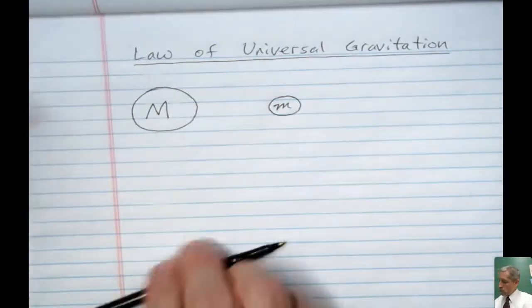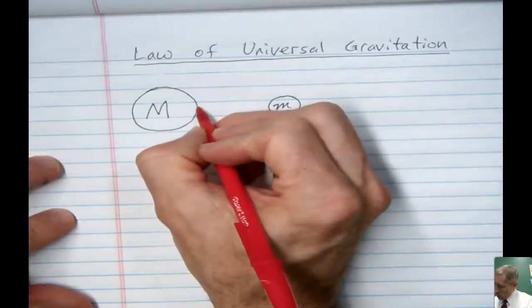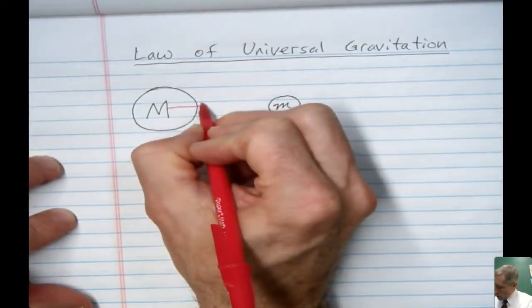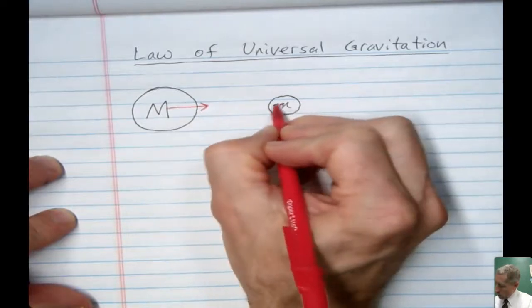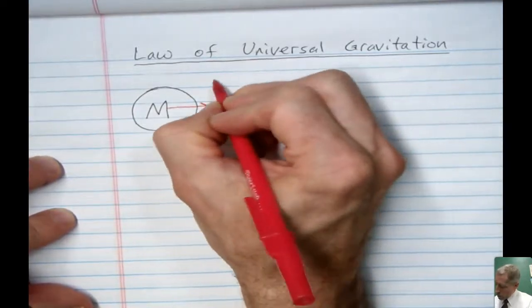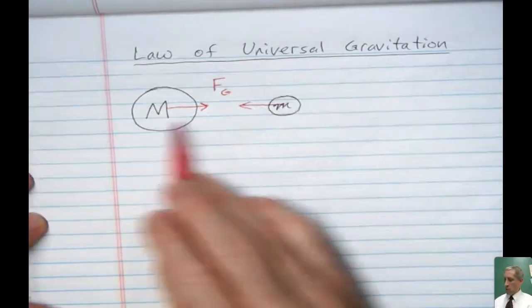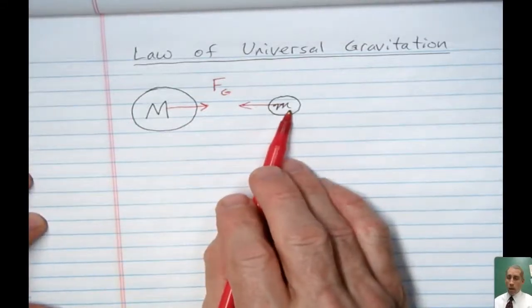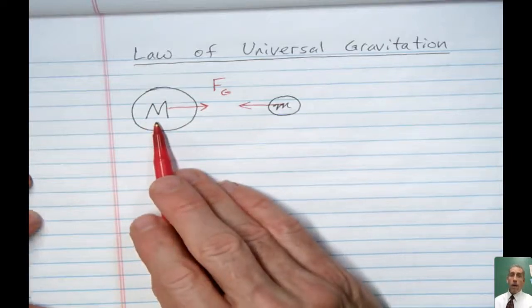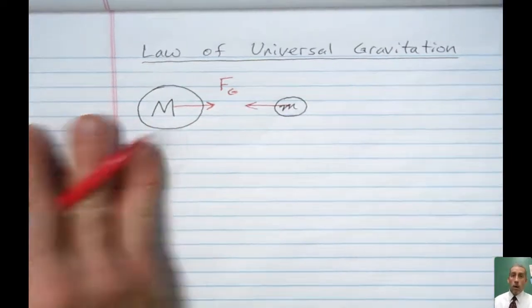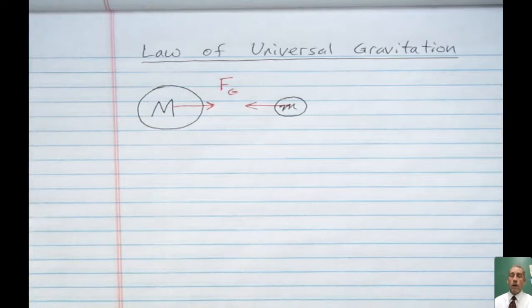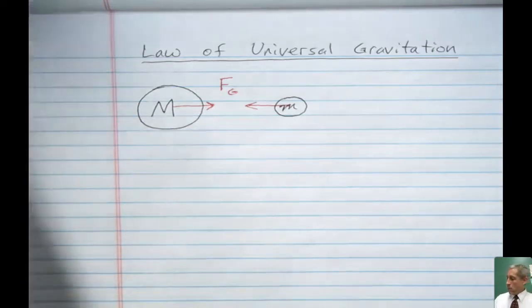And what Newton knew was that there are forces being exerted on each of them by the other. So it's what we call an interaction. So the big M is exerting a force on the little m, and the little m is exerting a force back on the big M. And they are, by Newton's third law, equal in magnitude and opposite in direction.